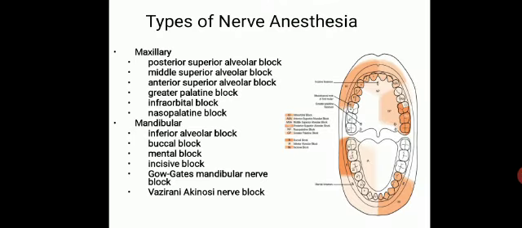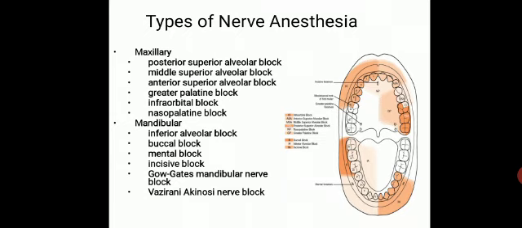Good morning, everyone. My topic for the lecture is nerve block. There are various types of nerve block for the maxillary and mandibular. In maxillary, the nerve blocks are posterior superior alveolar nerve block, middle superior alveolar nerve block, anterior superior and middle superior alveolar nerve block, greater palatine nerve block, and nasopalatine nerve block.